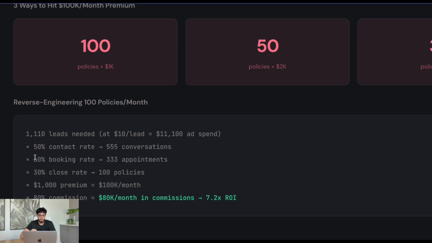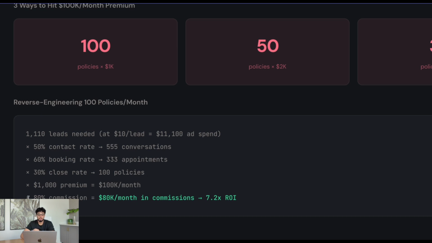Let's say you get 1,110 leads. At $10 a lead, you're spending about 11 grand on ad spend in a month. Let's say you contact 50% of them. You have 555 conversations. 60% booking rate out of those 555. Let's say you have 333 appointments in the month across your team. You're closing 30% of them, which is 100 policies, at $1,000 each. That is your $100,000 a month. It's really that simple once you break it down.